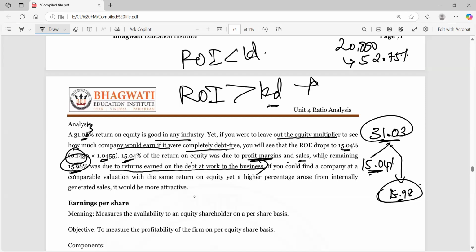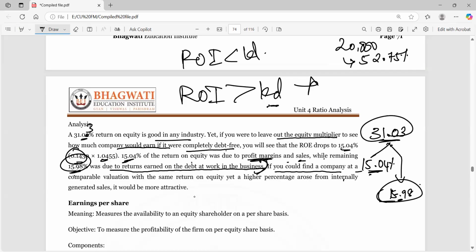You were absent on that day. No, that Sunday afternoon, you were not there. Clear? Any doubt till this point? Did everyone understand what is 15.04, what is 15.98, and what is 31.03? Clear? Is there anyone who wants me to explain it again? Clear? Now read from here.